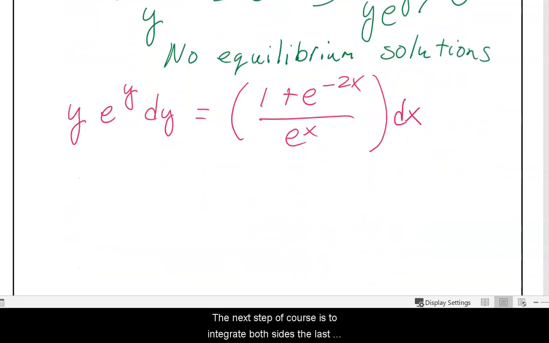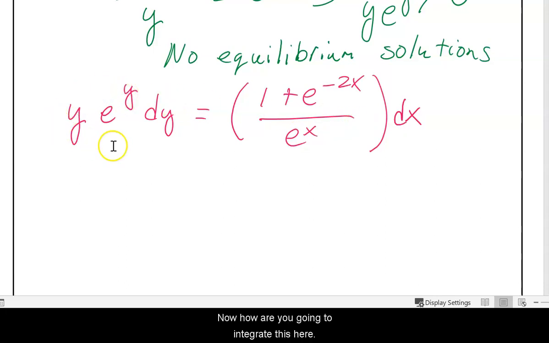The next step, of course, is to integrate both sides. The left will be integrated with respect to its differential variable, which is y. The right will be integrated with respect to its differential variable, which is x. This is one of the reasons I've been hounding you for 2 semesters now about not leaving the differential off. It is crucial when you get into differential equations and multivariable calculus.